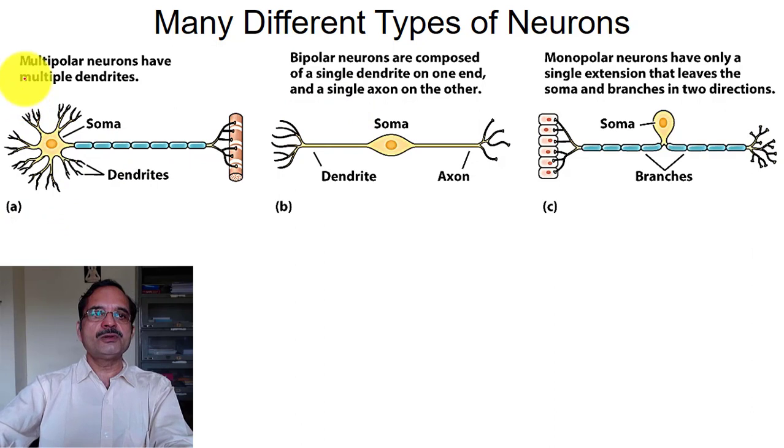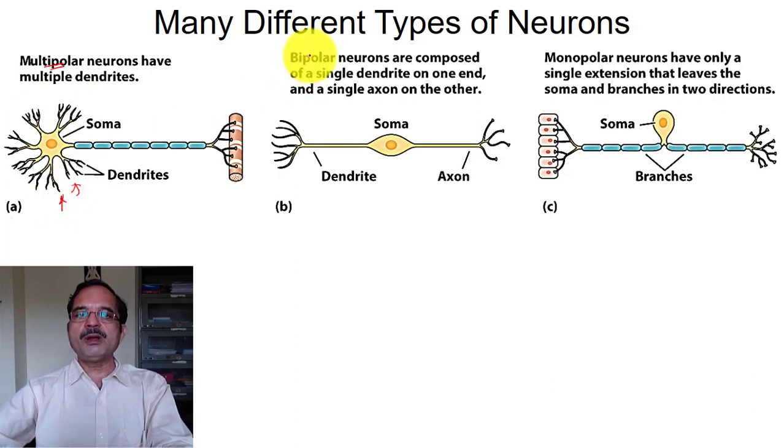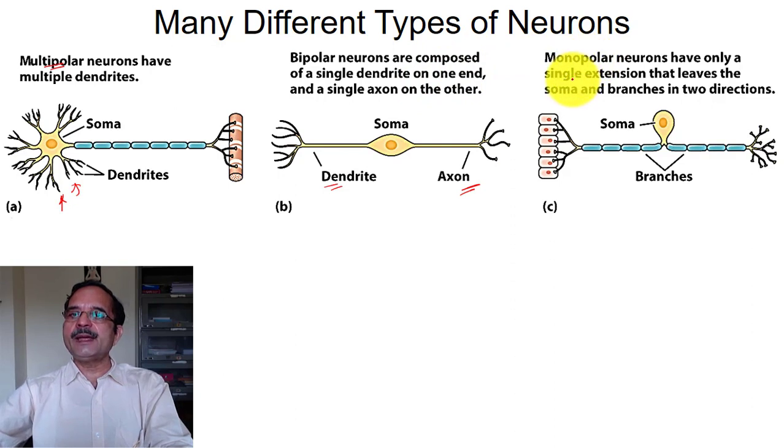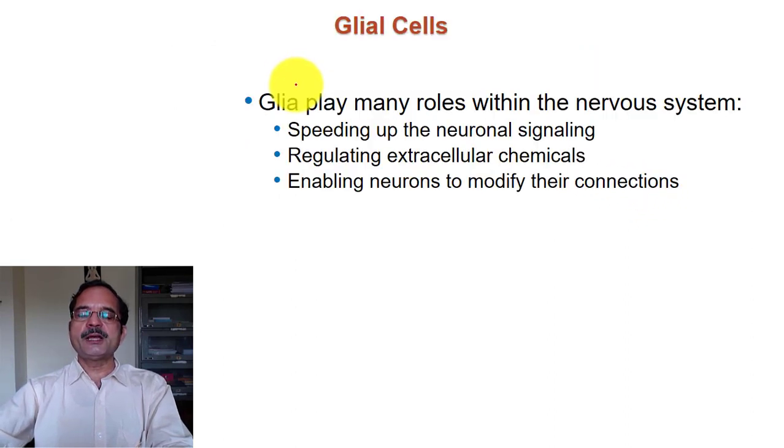So the first one you see here is a multipolar neuron, which has multiple dendrites. Then bipolar neurons are composed of a single dendrite on one end and a single axon on the other end. So on this side it is a single axon and on one side there is a single dendrite. Then monopolar neurons have only a single extension that leaves the soma and branches in two directions. So these are different types of neurons.